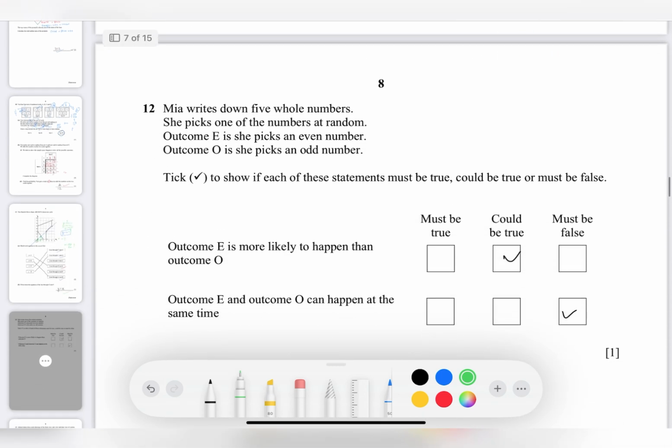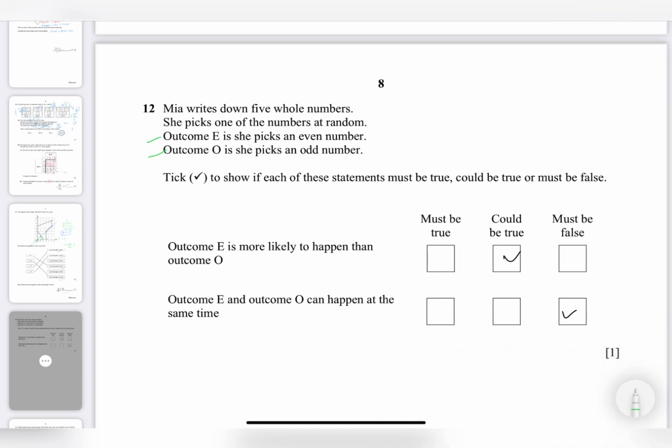Let us move on to the next one. Mia write down 5 whole numbers. She picks one of the numbers at random. Outcome E is she picks an even number. Outcome O is she picks an odd number. Alright. So we have two outcomes. She picks an even, she picks an odd number. Tick to show if each of these statements must be true, could be true, and must be false.